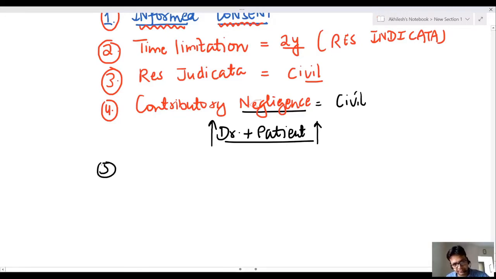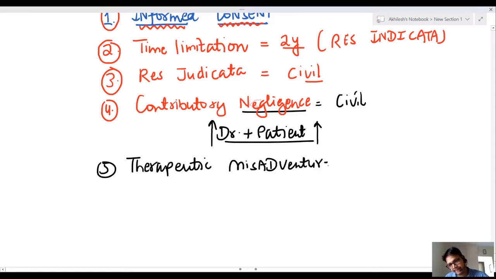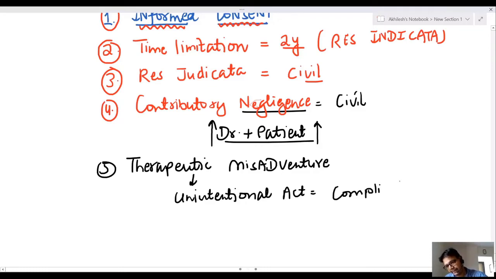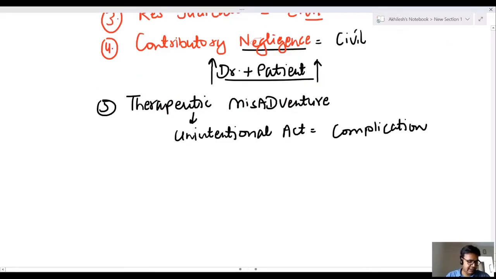Number fifth, therapeutic misadventure. So what is therapeutic misadventure? Some unintentional act leading to complication. This is known as therapeutic misadventure.